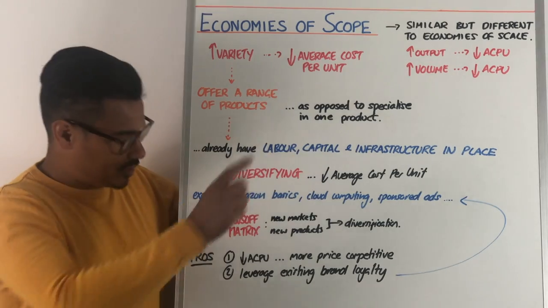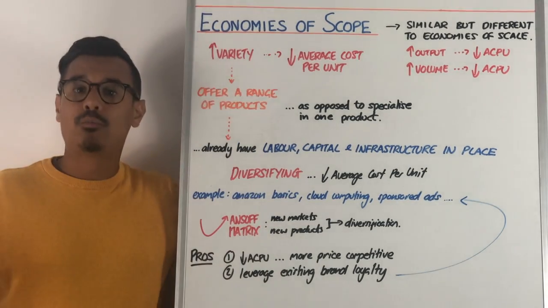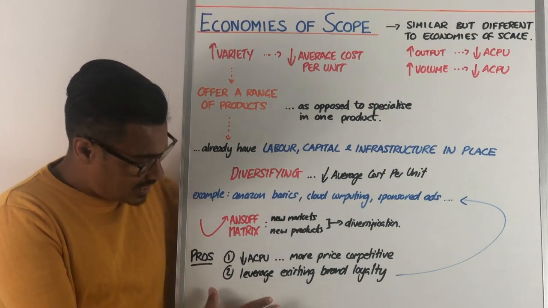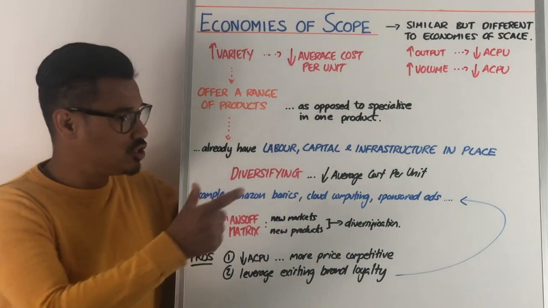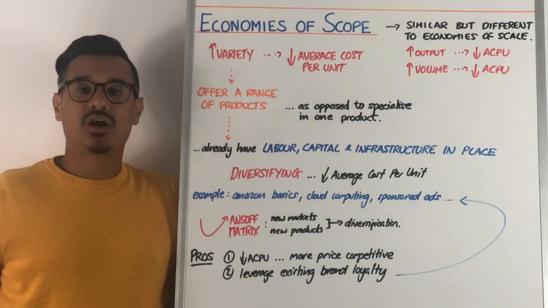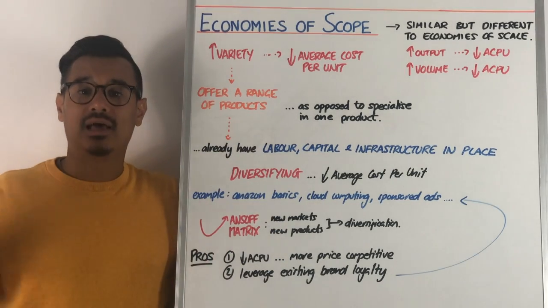The advantages of economies of scope. Number one is it reduces your average cost per unit. You become more price competitive. And secondly is that you could leverage your existing brand loyalty when you use this economies of scope, as we've seen with Amazon, with the basics, the essentials, the cloud computing, and the sponsored ads.